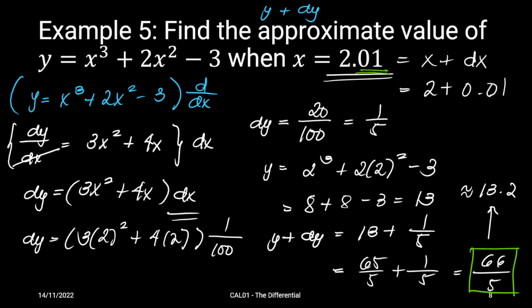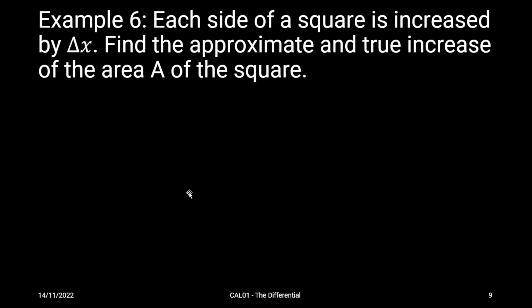Okay, last example, number 6. Each side of a square is increased by delta x. Find the approximate and true increase of the area A of the square. We all know the formula of the area is s squared, since we're talking about a square.